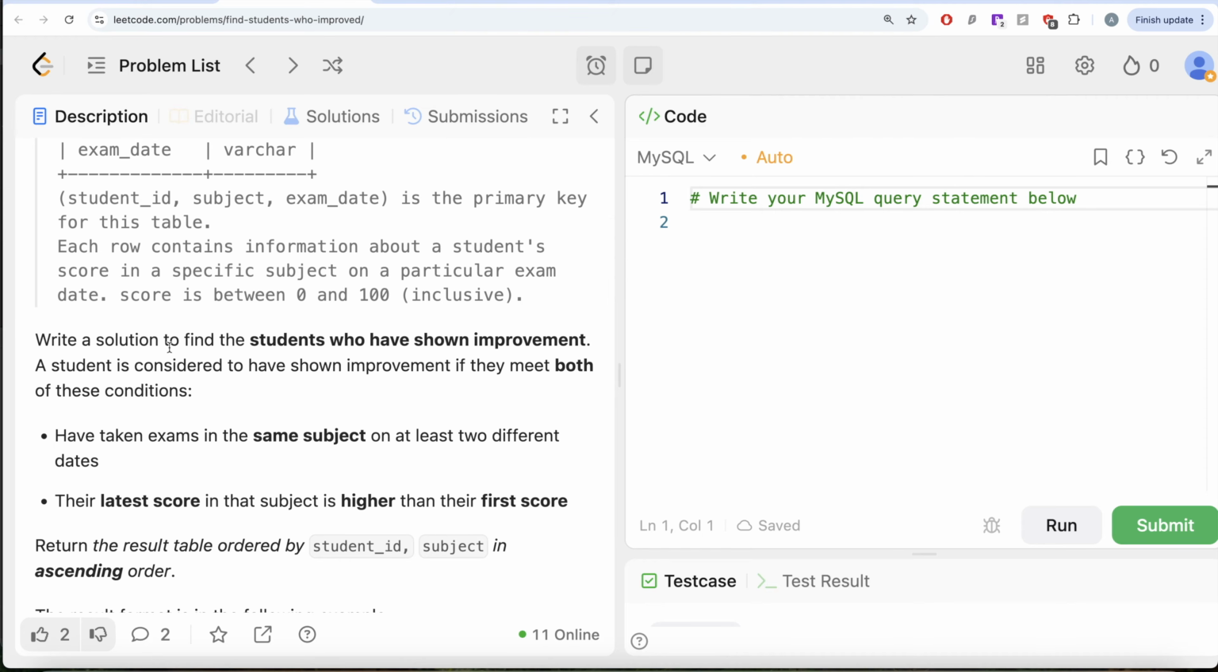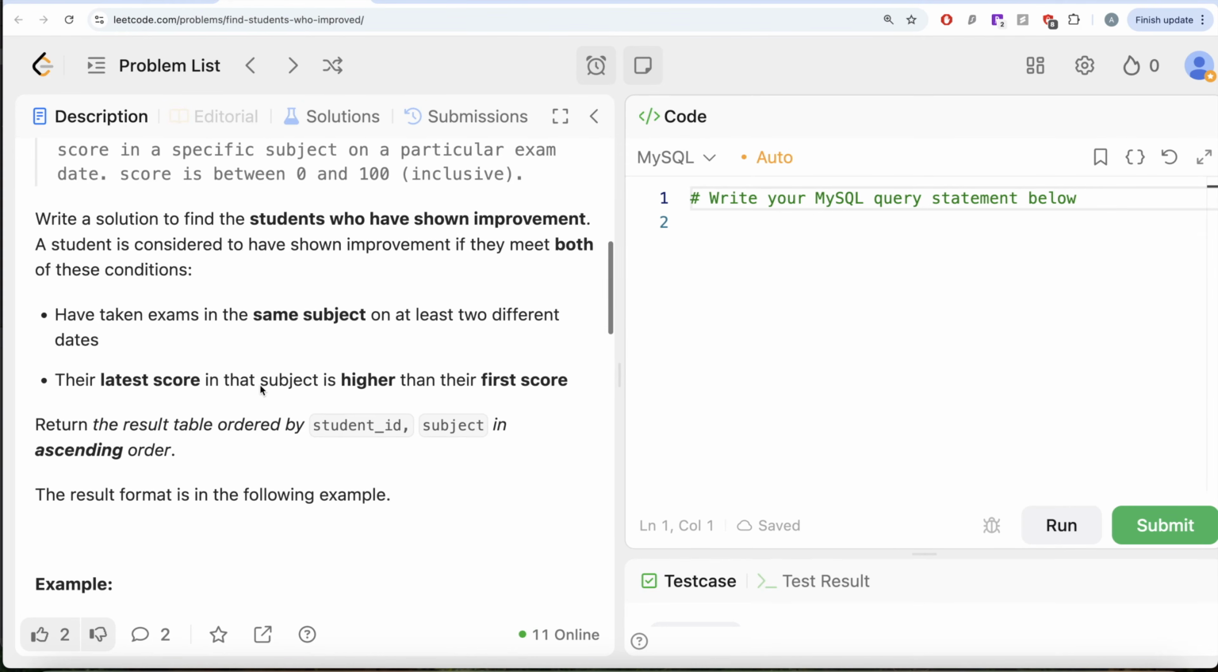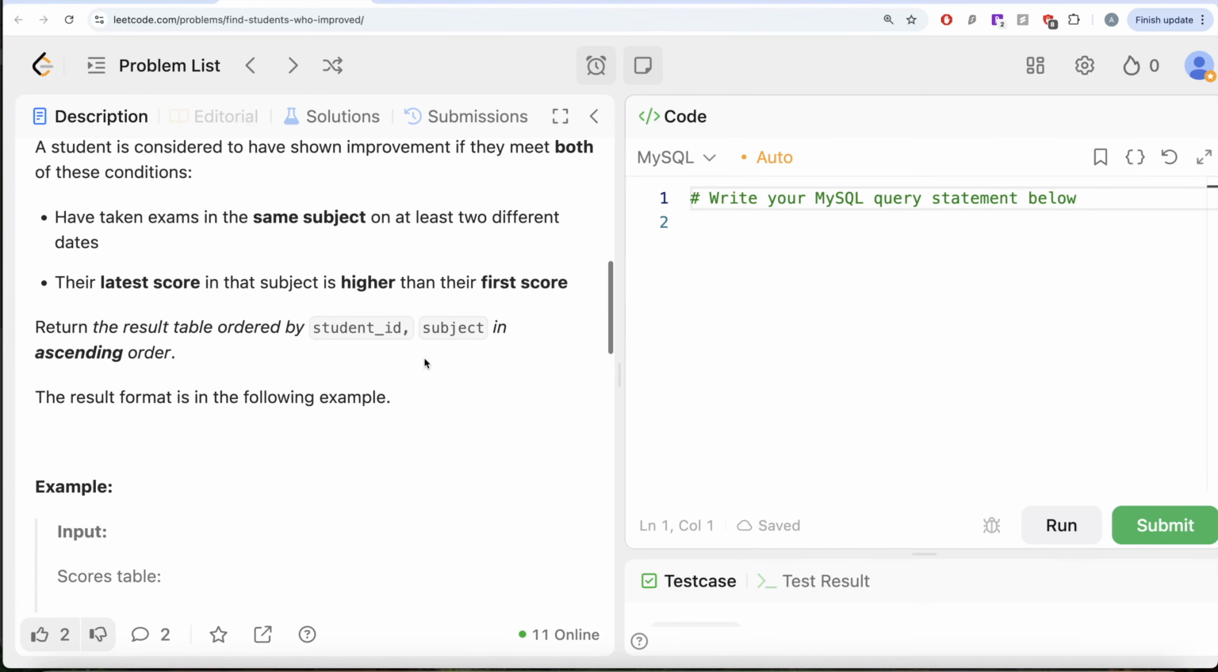We are asked to write a solution to find the students who have shown improvement. A student is considered to have shown improvement if they meet both of these conditions: they have taken exams in the same subject on at least two different dates, and their latest score in that subject is higher than their first score. So, this is very important. Return the result table ordered by student ID, subject in ascending order.